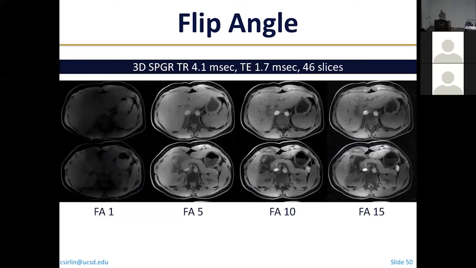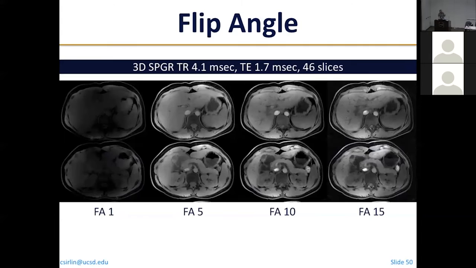What about a flip angle of 5? Does everyone agree that the spleen is darker than the pancreas or the liver? I suspect most of you would have difficulty saying for sure that the spleen is darker. So the T1 weighting on this image is lower than the T1 weighting on this image. So the T1 weighting increases as the flip angle increases. But I'll tell you that the signal to noise is peaking at about here, a flip angle of 10, and the signal to noise is lower at a flip angle of 15.